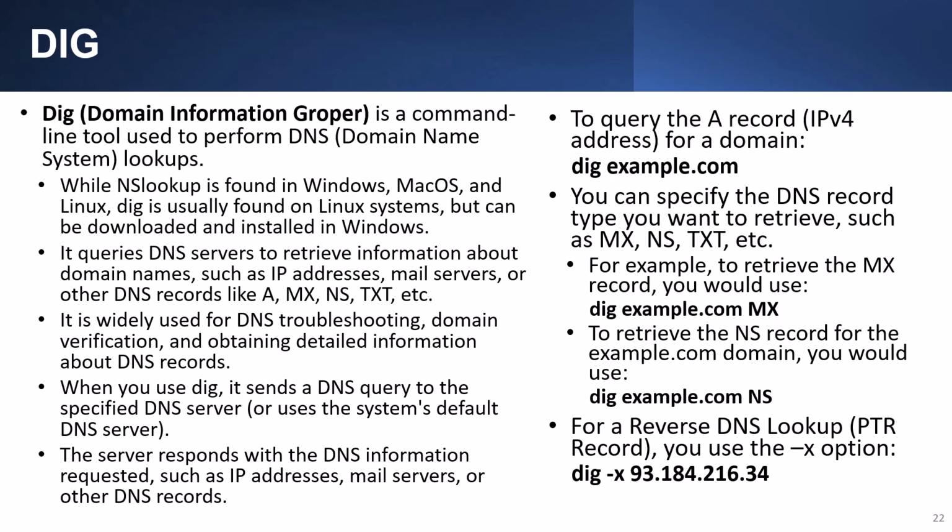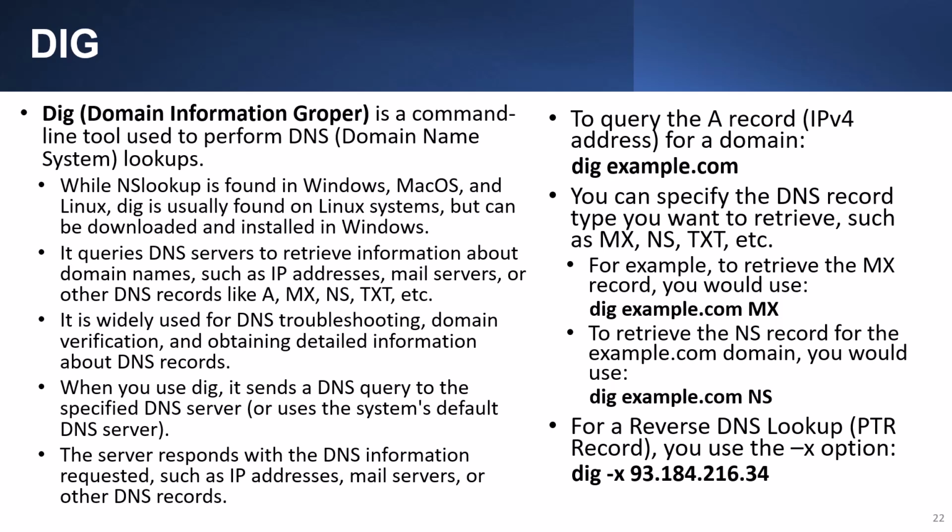When you use DIG, it sends a DNS query to a specified DNS server or uses the system default DNS server. The server responds with the DNS information requested, such as IP address, mail servers, or other DNS records. To query the A record for a domain, you would use dig example.com.